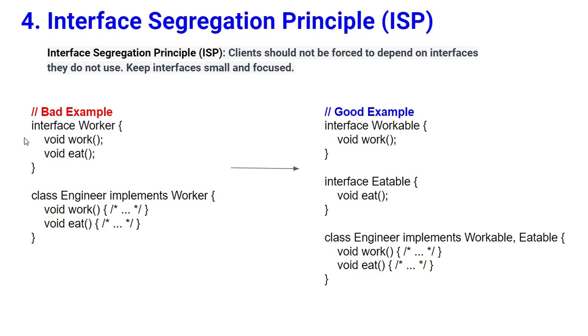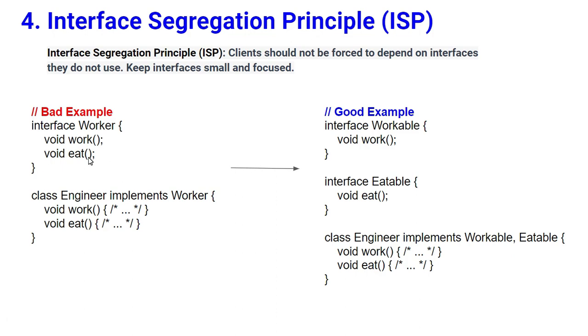A bad example is where we have one interface called Worker, and Worker has two methods, work and eat. We have different types of employees, maybe an engineer, HR, or doctors. Some employees have the behavior that they will work, and some have the behavior that they will eat, not work. So what we have done is create one class, Engineer, and implement Worker. Even if the engineer is doing work, he will eat also. So that is a wrong design according to the interface segregation principle.